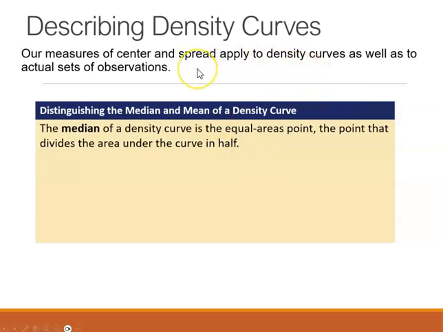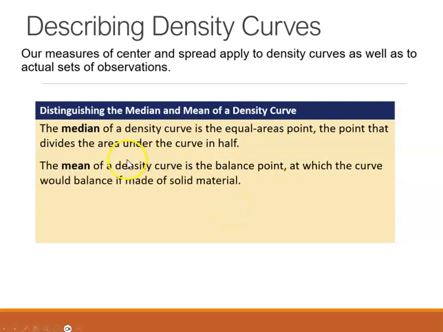So if we talk about measures of center and spread, like we did all the way back in chapter 3, a reminder that one measure of center is the median. That's going to be the value on the x-axis that divides the probability curve into equal areas. The mean is the balance point. If the curve was made out of a solid and you wanted to balance it, that would be the spot where it balances.